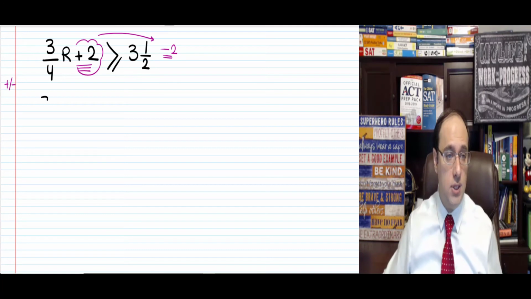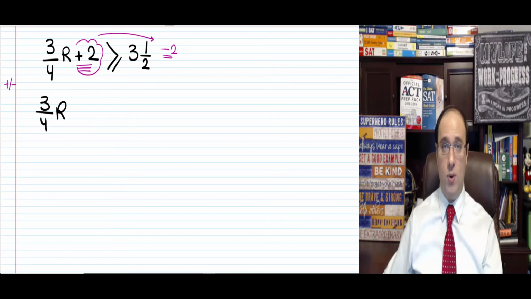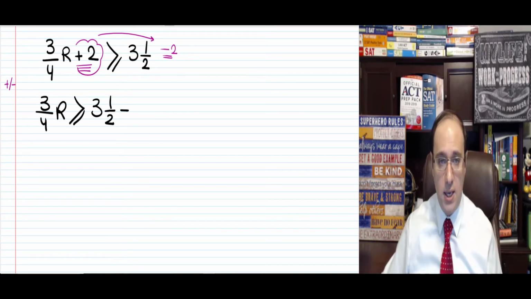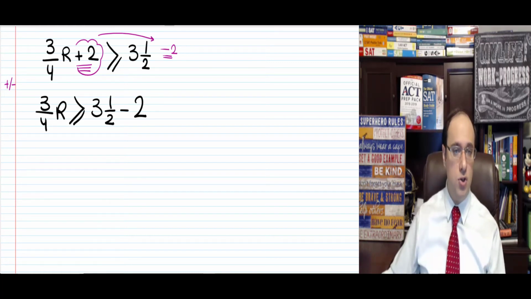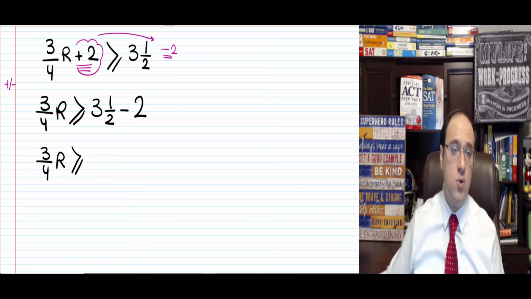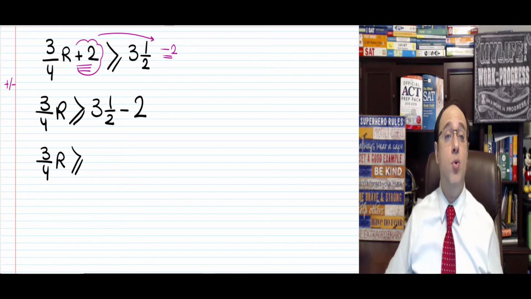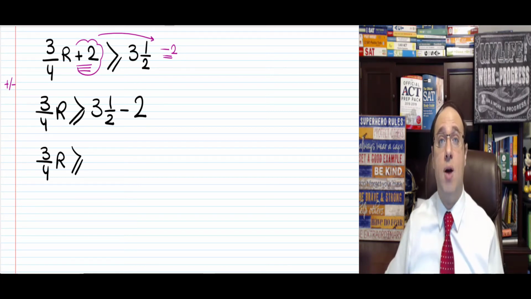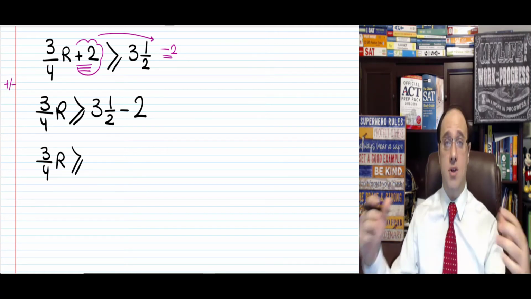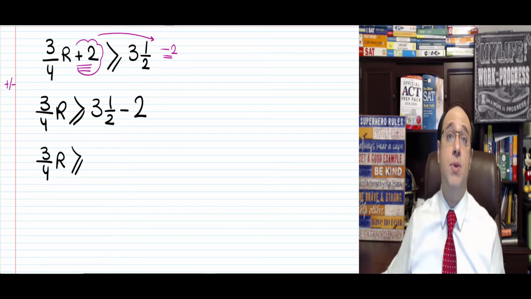Always rewrite. You need to be neat in order not to make mistakes. 3 over 4r. Plus 2 already went. Greater than or equal 3.5 minus 2. Okay? Super. 3 over 4r is greater than or equal to. How do I do 3.5 minus 2? There are many ways. One of the ways is to change 3.5 into an improper fraction first, and then change 2 into a fraction, and get a common denominator, and subtract them, and that just takes a lot of time. The other way is to simply think of it this way.